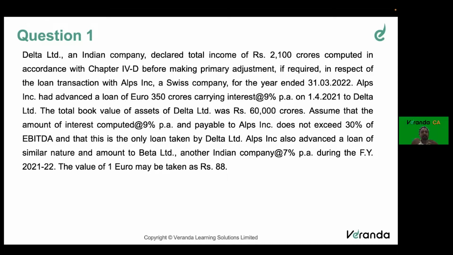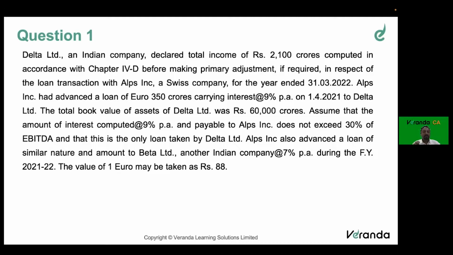This can either happen suo motu, that is I myself can make this primary adjustment, or the assessing officer, the Transfer Pricing Officer, may adjust it during the time of assessment. So the first set is called the primary adjustment, which happens either suo motu by the assessee or from the side of the Transfer Pricing Officer, the assessing officer.